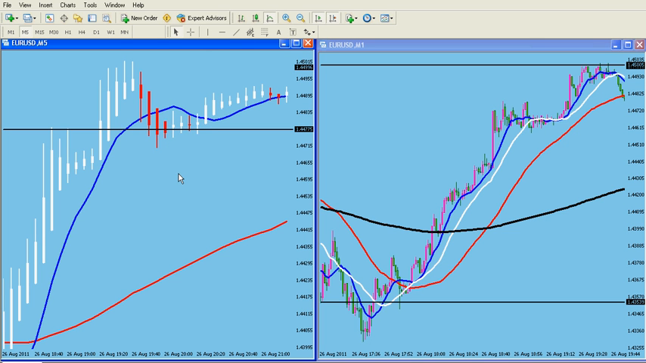What you're trying to do in Forex is to find the advantage in the market. You're looking for the setup that's going to give you the greatest advantage.